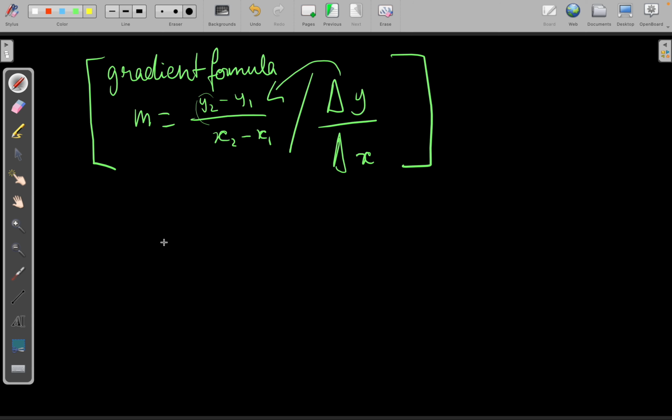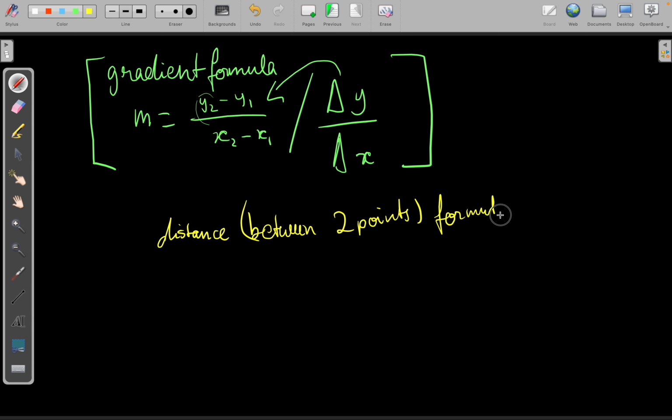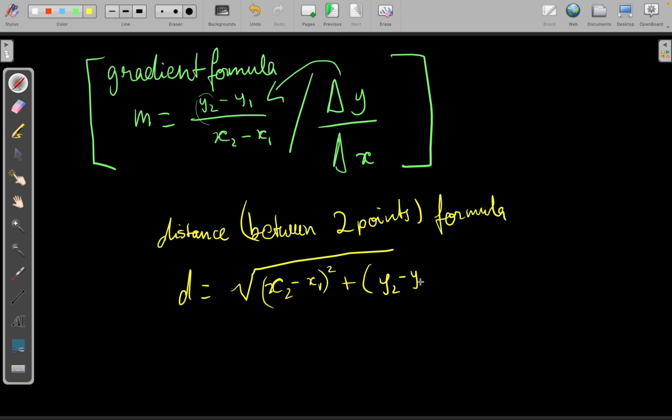Next, we have the distance formula between 2 points, which is d, which is distance, equals square root of x2 minus x1 all squared plus y2 minus y1 all squared. So here is the distance formula.